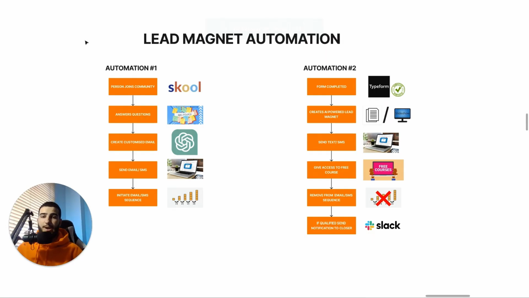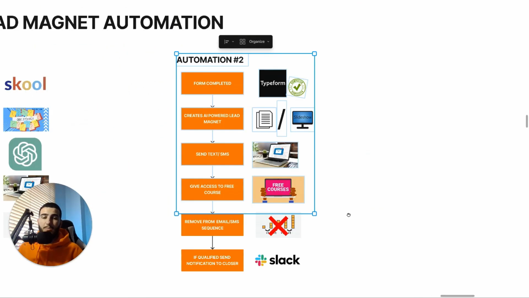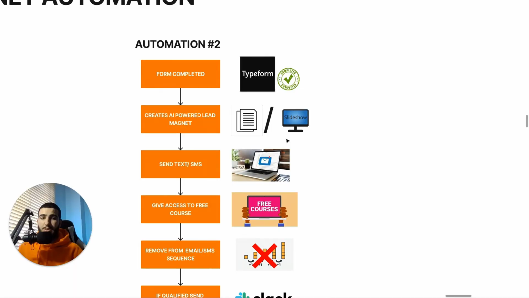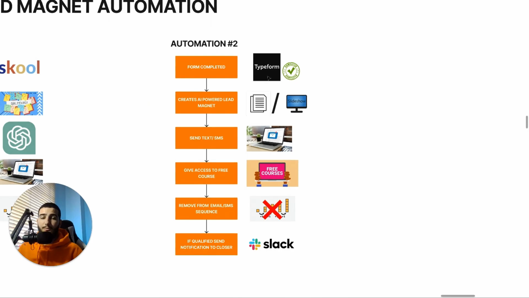All right, guys, so we've gone ahead and created that first automation. So now it's time to move on to the second automation, which in my opinion is actually the interesting part and where you can see some real value. Flow for this is going to be super simple. Whenever a form is completed, we're going to use their form responses and actually create an AI-powered lead magnet.